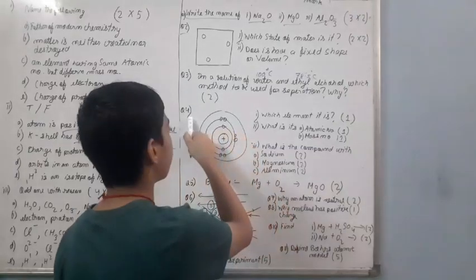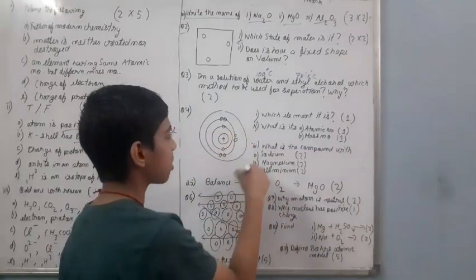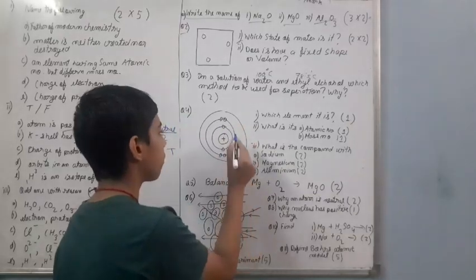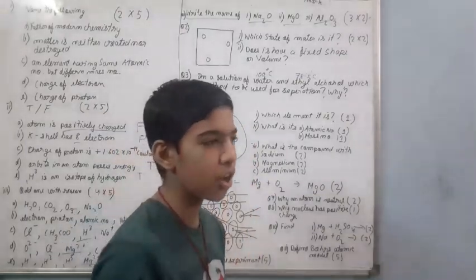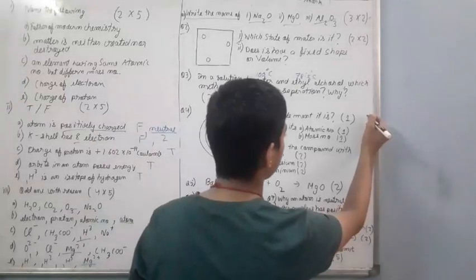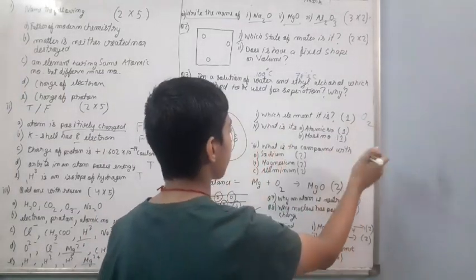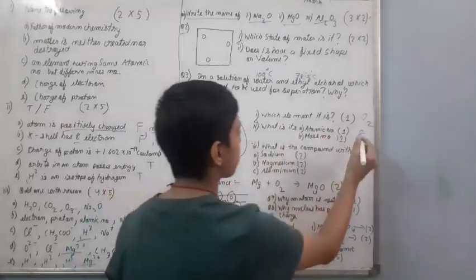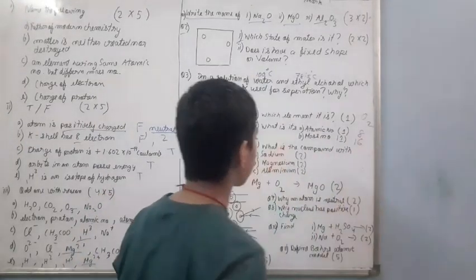Then we have question number 4. By seeing this diagram, we have to identify which element it is. 1, 2, 3, 4, 5, 6, 7, 8. It has 8 electrons, meaning its atomic number is 8, which means the element is oxygen. What is its atomic number? Atomic number equals the number of electrons, which is 8. Mass number of oxygen is 16.